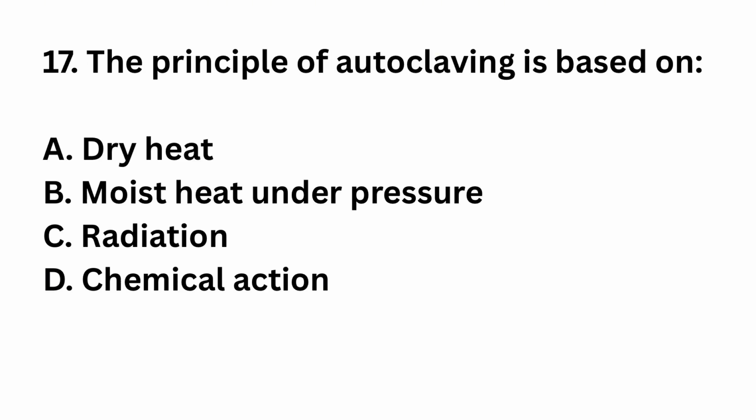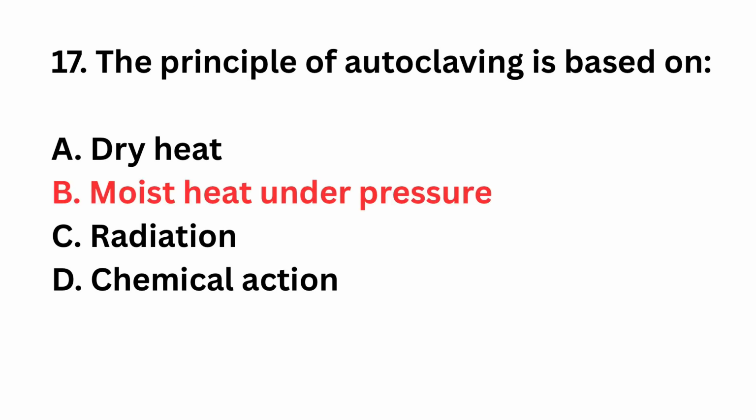Question number 17. The principle of autoclaving is based on dry heat, moist heat under pressure, radiation, chemical action. The right answer is option B, moist heat under pressure. Steam under pressure increases temperature and kills spores.